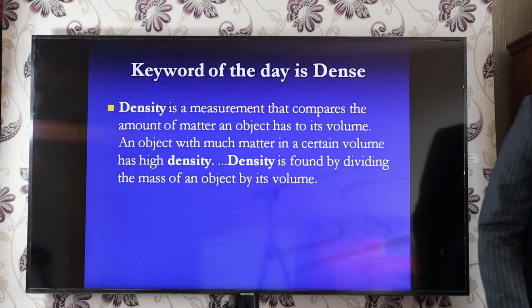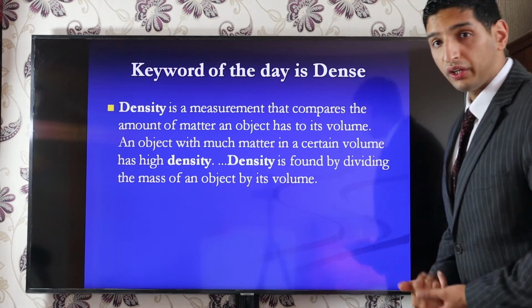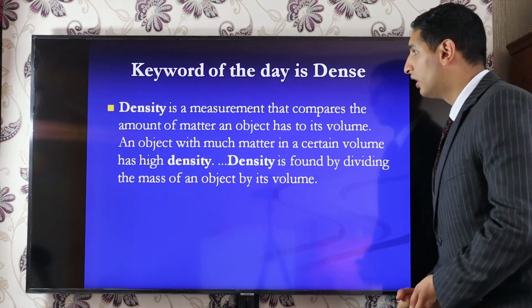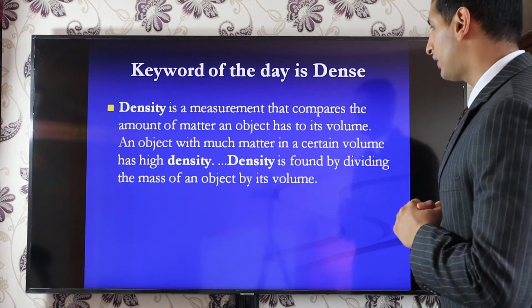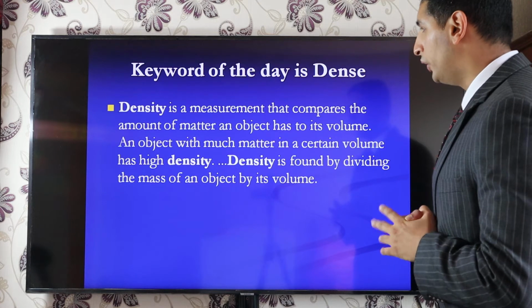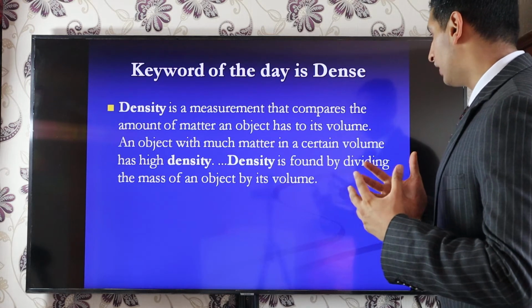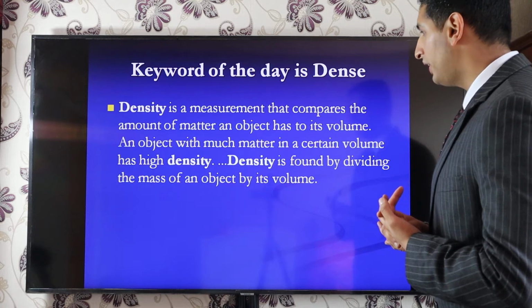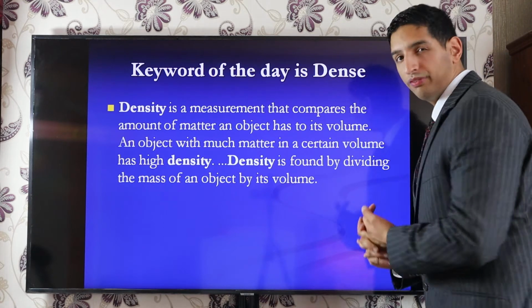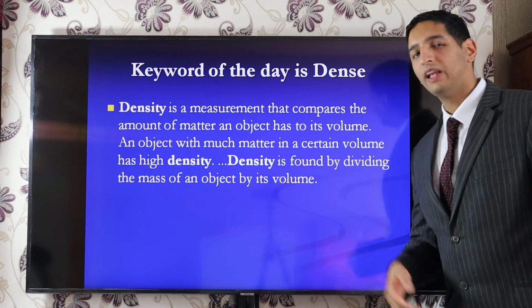One of the key words to understanding convection is density. Density is a measurement that compares the amount of matter an object has to its volume. An object with much matter in a certain volume has a high density. Density is found by dividing the mass of an object by its volume. We'll touch on that a little bit later.